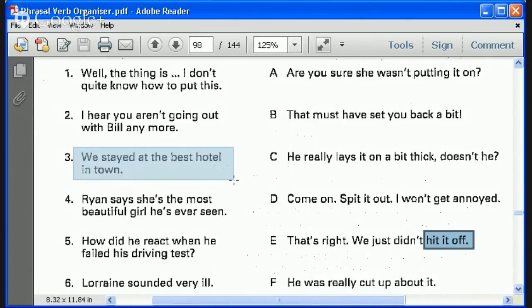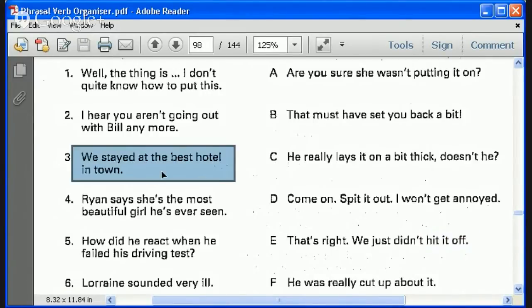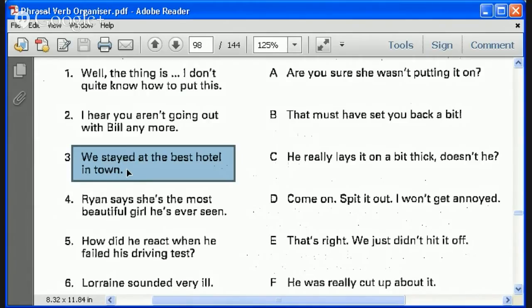We stayed at the best hotel in town. No colloquial language there. That's pretty straightforward. How might you respond to that, Zingyu? Oh, I don't know. I don't know. Not a good answer.